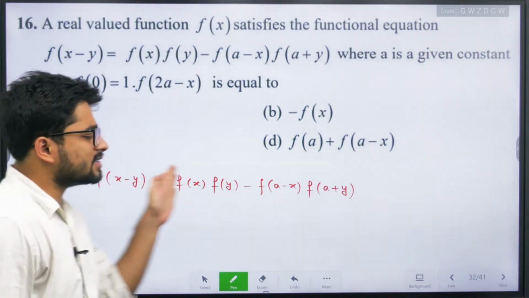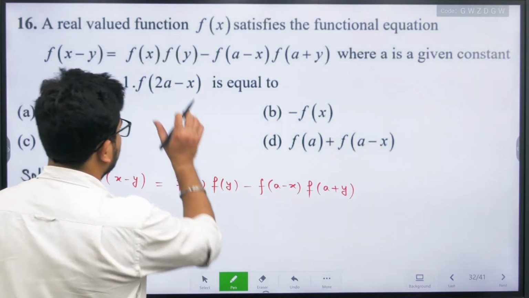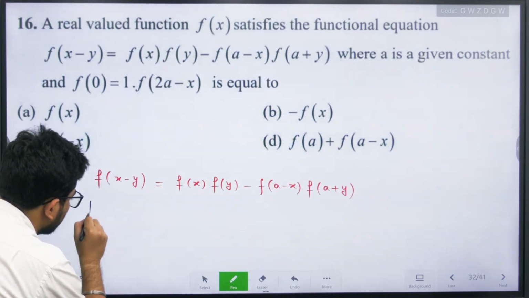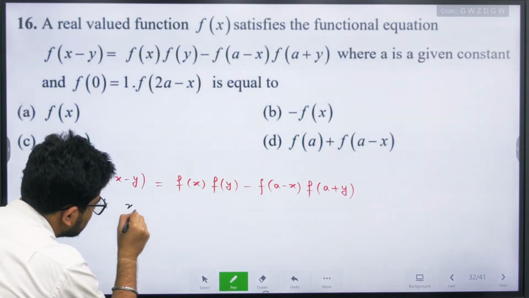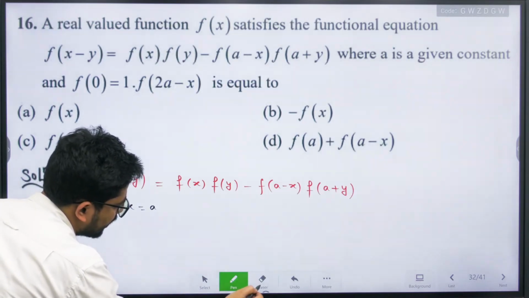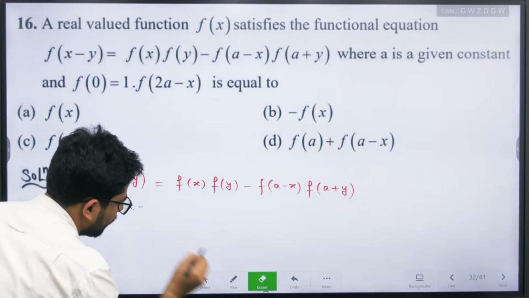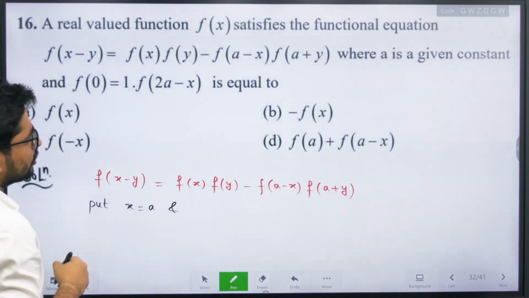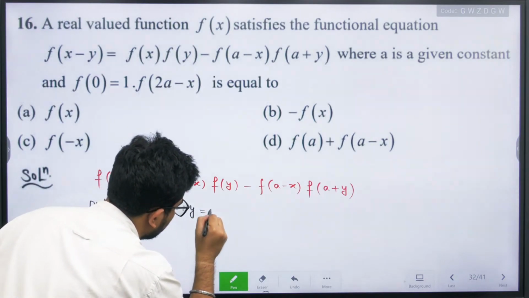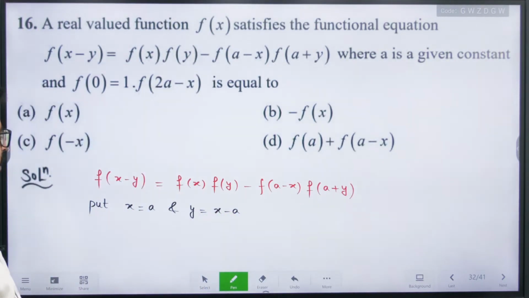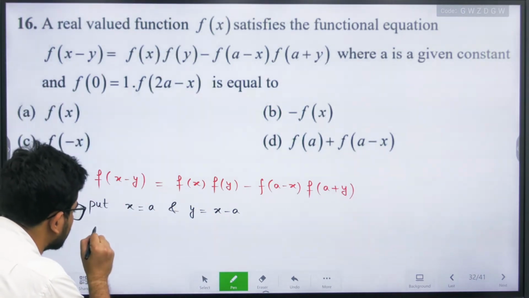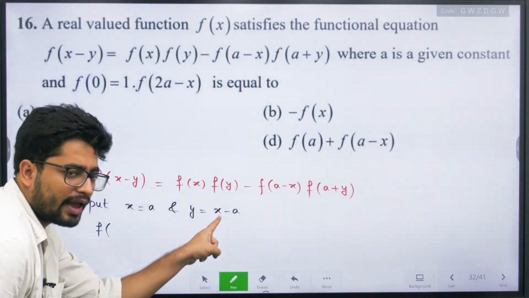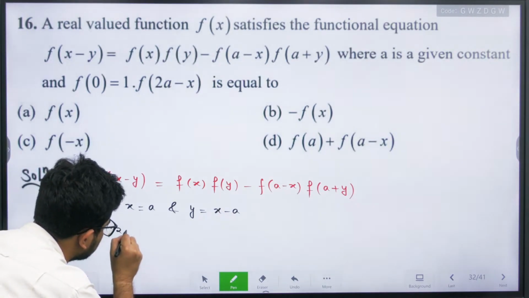Now, you want f of 2a minus x. So you can put x is equal to a, and y is equal to x minus a. So put x is equal to a, y is equal to x minus a. Left hand side is f of a minus (x minus a), that is 2a minus x.